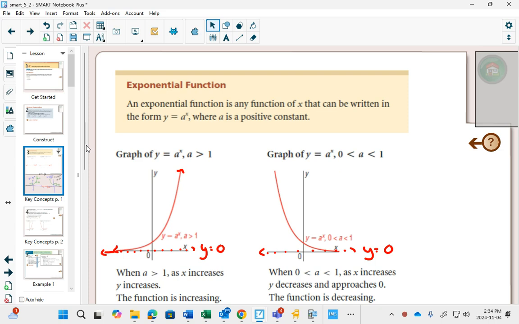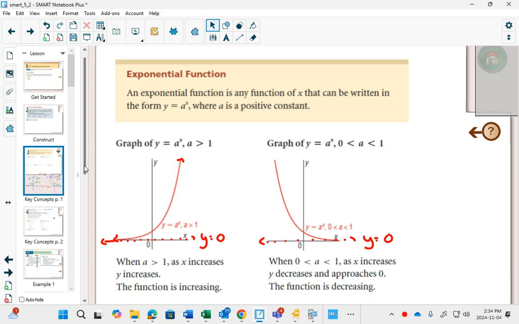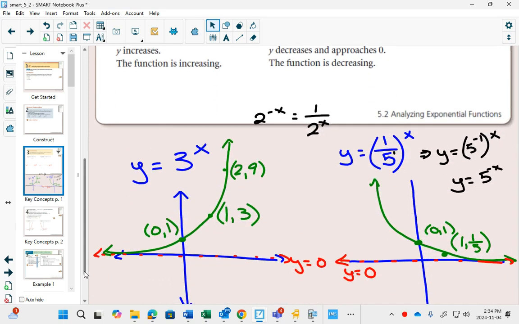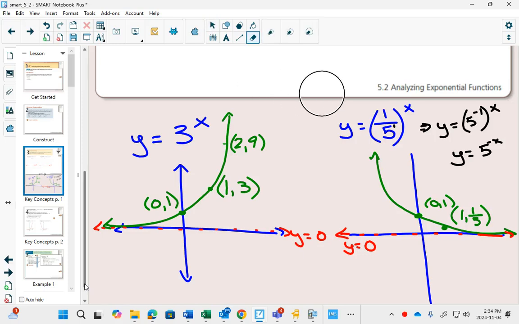So I find that it's nice to have a general graph, but sometimes it's a lot easier if you actually have normal examples. And so let's draw the graph of 3 to the x, and let's draw the graph of 1/5 to the x. And then let's do a little analysis of both of those graphs.